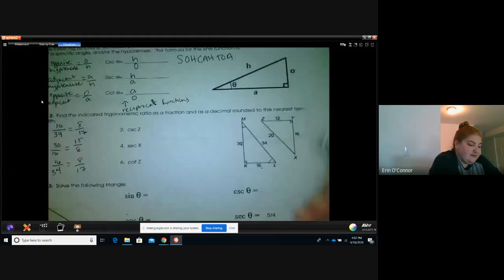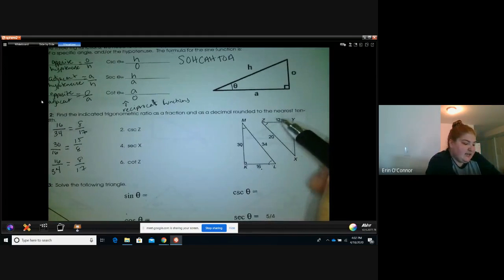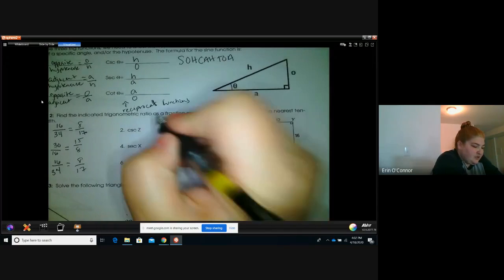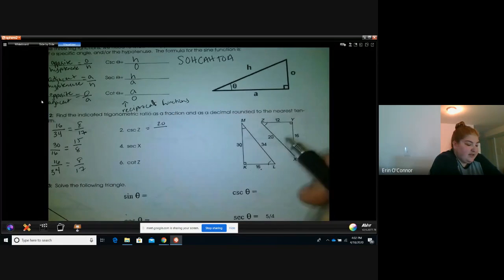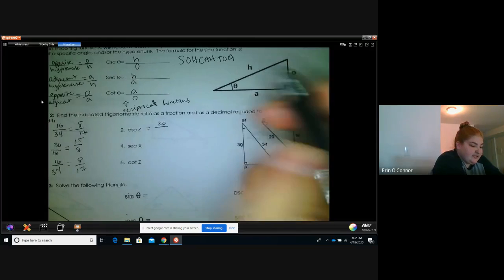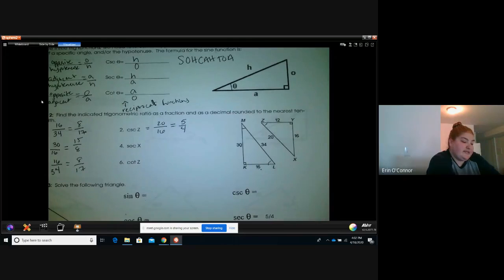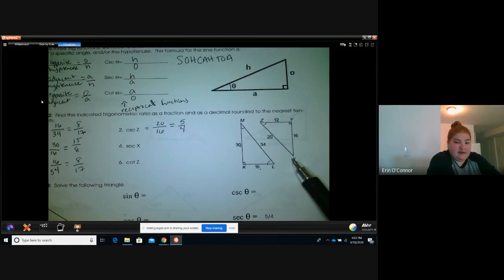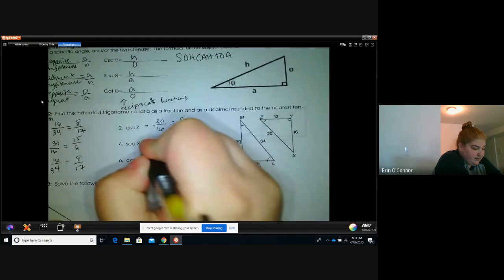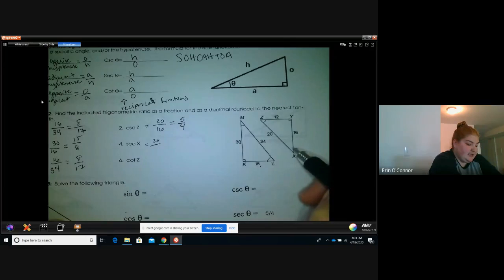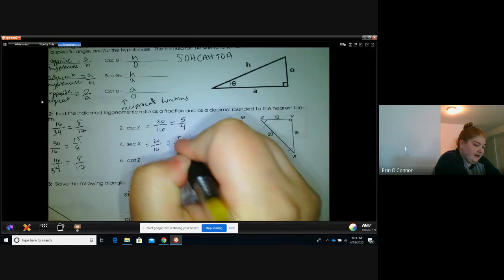So cosecant of Z, here's Z. Cosecant is hypotenuse over opposite, so hypotenuse is 20 over the opposite of 16, which would give you 5/4 when you reduce. Secant of X. So X is here. Secant is hypotenuse over adjacent. So hypotenuse is 20 over adjacent. Here's X right here. The adjacent is right here, 16. So that is also 5/4.